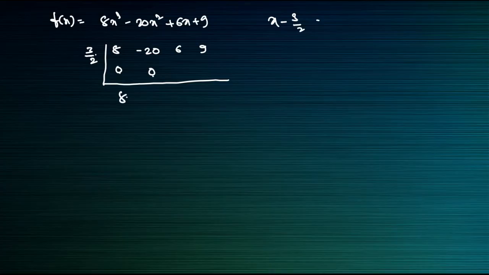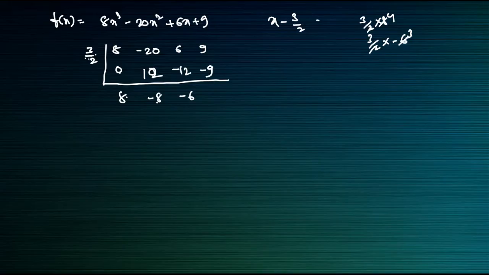So it will become 8 into 3 by 2, 3 by 2 into 8. 2 1 ja 2, 4 ja 4, 3 ja 12, 12 will come here. So minus 8 will come, 8 into 3. 3 4 12, minus 12 will come. And minus 6 will come, minus 6 into 3 by 2, 2 1 ja 2, 3 ja 3, 3 ja 9, minus 9 will come. So it will become 0 here.